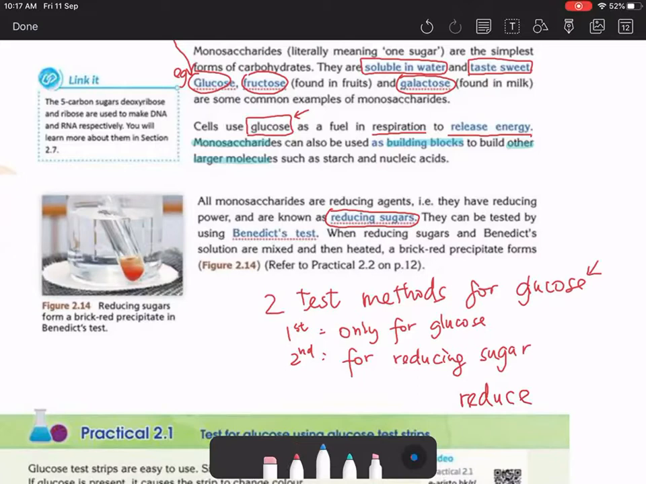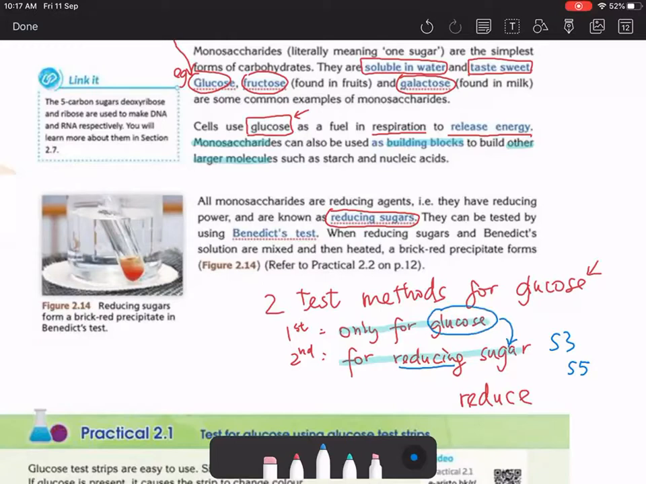However, you are now in Form 3. I will not explain any of that to you. At least you have to learn chemistry up to Form 4 or 5. Remember Form 5, then we'll know what reducing is. Okay, you're in Form 3, you don't have much chemistry background, so I won't explain it to you. So just remember it. All the monosaccharides are reducing sugar. And the first method only tests for glucose. The second method tests for reducing sugar. And it happens that glucose is also a reducing sugar. So you can test for glucose with two methods.